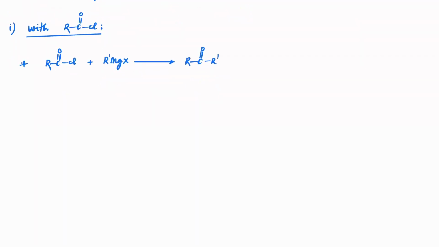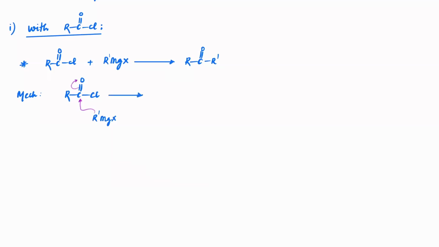Let's see the mechanism here. The mechanism is RC double bond OCl reacted with R dash MgX. So this R dash will attack here. The pi bond will be pushed here.